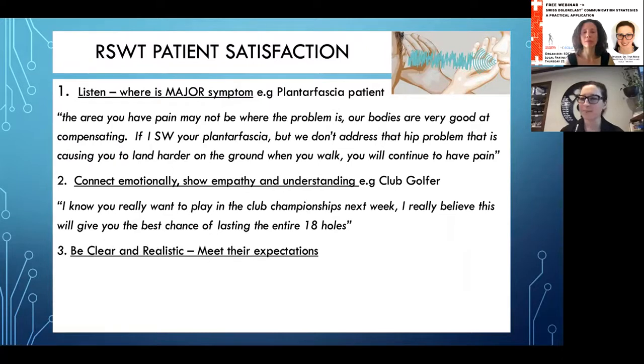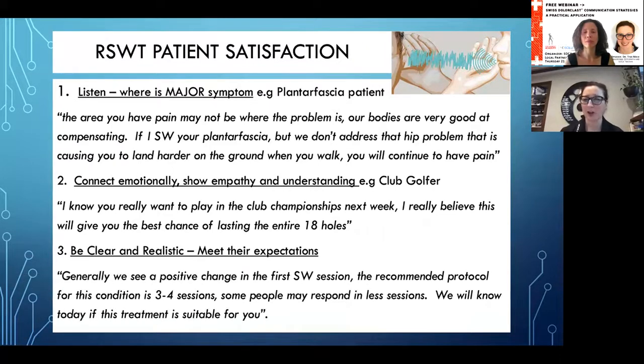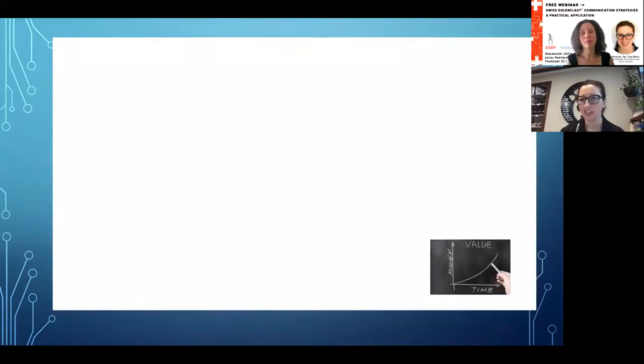Be clear and realistic, meet their expectations. I'm very honest, always up front, saying generally we see a positive change in the first shockwave session. The recommended protocol for this condition is 3 to 4 sessions. Some people may respond in less, but we'll know today if the treatment is suitable for you. I don't string them along trying to keep treating them if we don't get a change. I don't find that effective. If their body's not responding, and maybe their tissues are not healthy, there's no point. So be clear, be realistic, and they'll appreciate that.